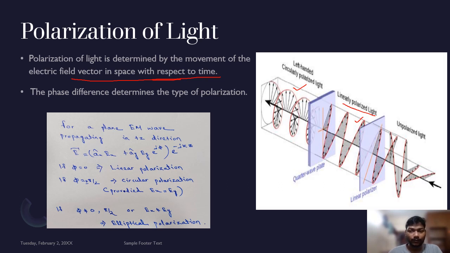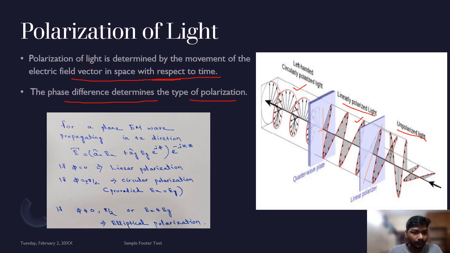And unpolarized light means the electric field vector is vibrating in every direction, so that's why it's called unpolarized light. In linearly polarized light, it is vibrating in a linear fashion, and in circularly polarized light, the electric field vector is vibrating in a circular manner with respect to the source. So what determines the type of polarization? Phase difference determines the type of polarization. And from the phase difference, how will we know whether it is linearly polarized, circularly polarized, or elliptically polarized? I have mentioned this in this plane image.